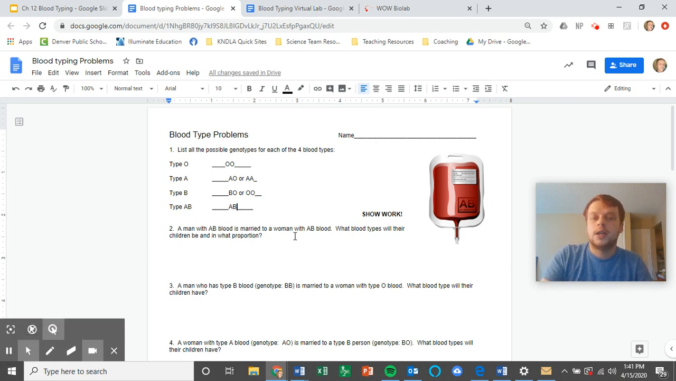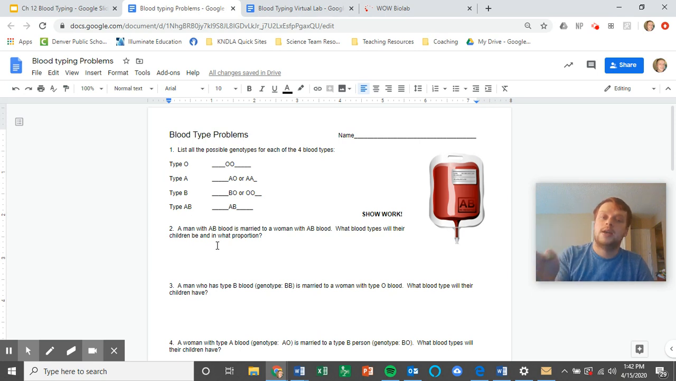So let's go ahead and do number 2 together. You can handwrite these or you can turn it in electronically. If you handwrite, just take a picture of it and upload that image on Classroom. But if a person has type AB blood and he marries a woman with type AB blood, we want to know what blood types their children will be and in what proportion.